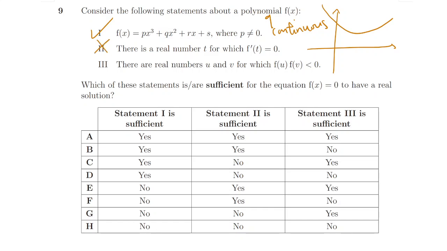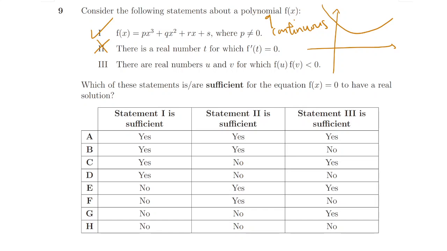Okay, how about 3? There are real numbers u and v for which f(u) f(v) is less than 0. Okay, what does this statement mean? f(u) f(v) less than 0. That means that either f of u is positive and f of v is negative, or f of u is negative and f of v is positive, right? One is positive, one is negative. Okay, so is this sufficient for it to have a real root?